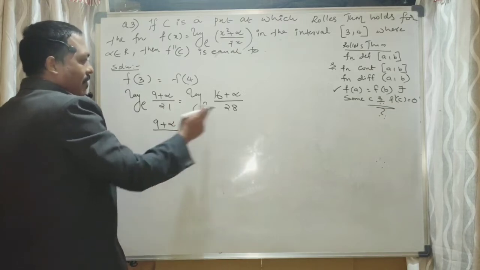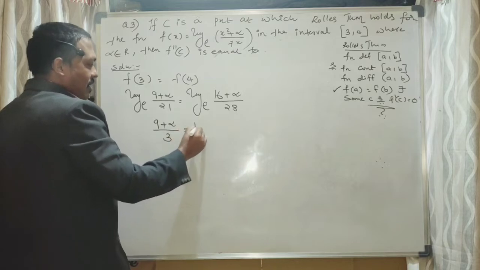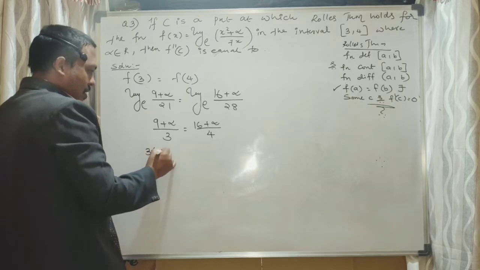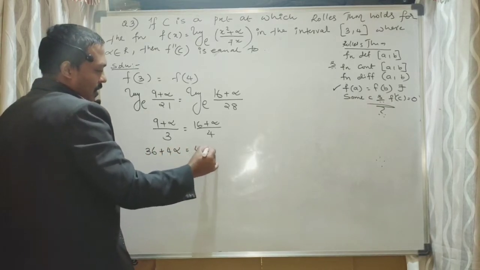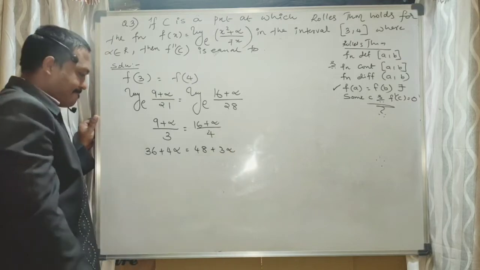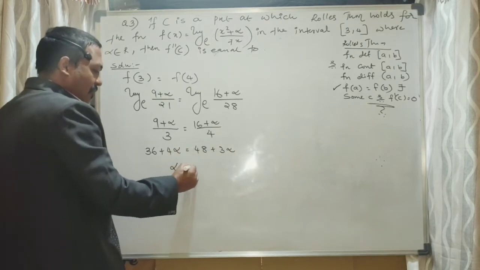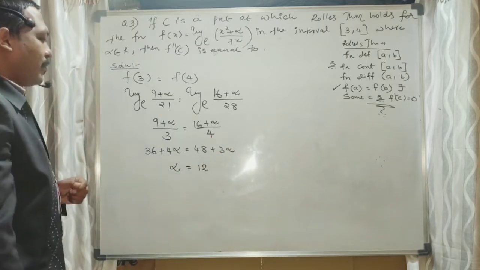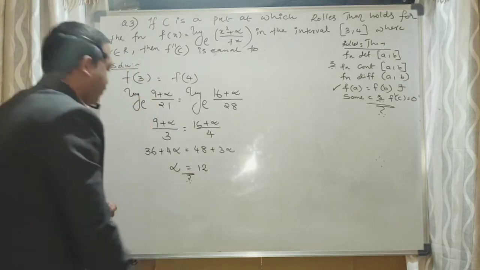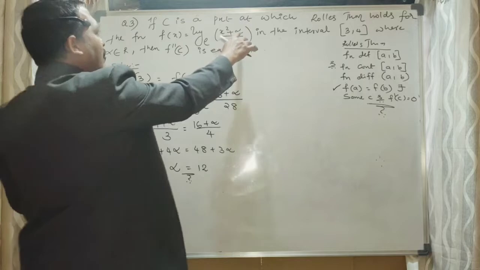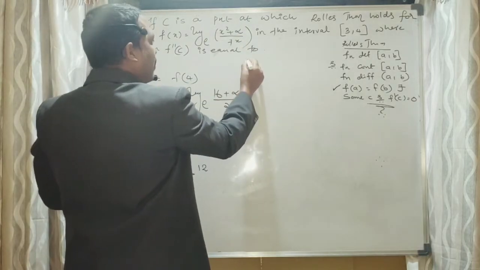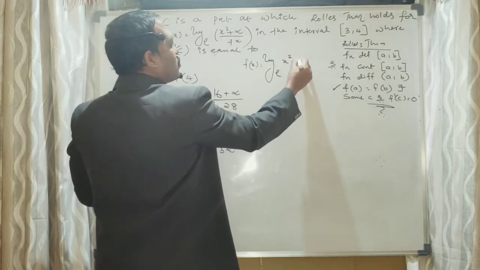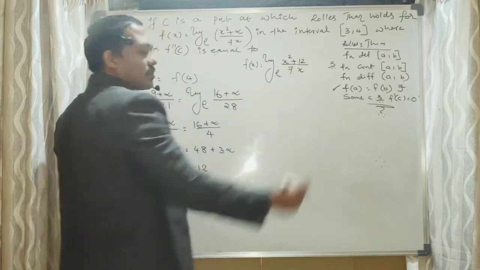alpha, dividing by 7, it is 3 and here it is 4. By crossing it is 36 plus 4 alpha is equal to 48 plus 3 alpha. Then 4 alpha minus 3 alpha is alpha, 48 minus 36 is 12. Alpha is equal to 12. Therefore f of x is taken as log base e of (x square plus 12) by 7x.